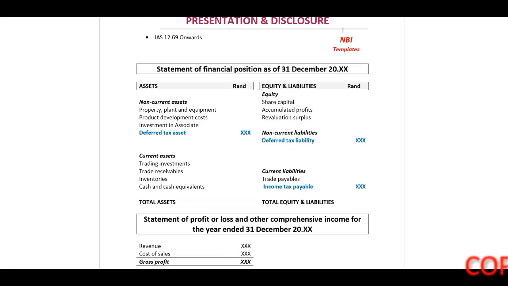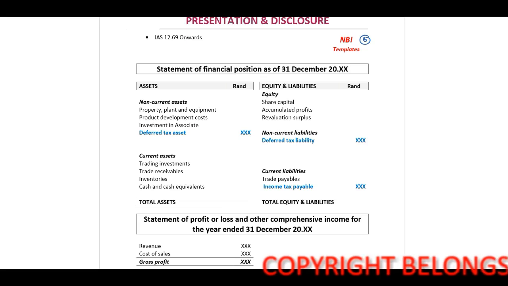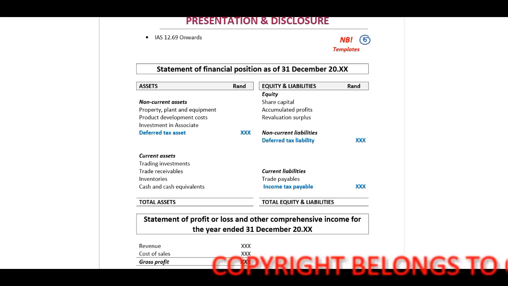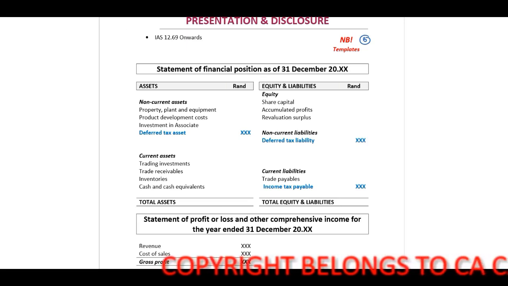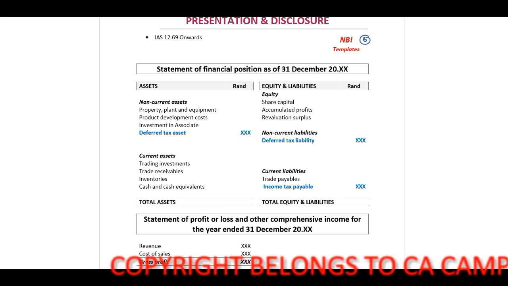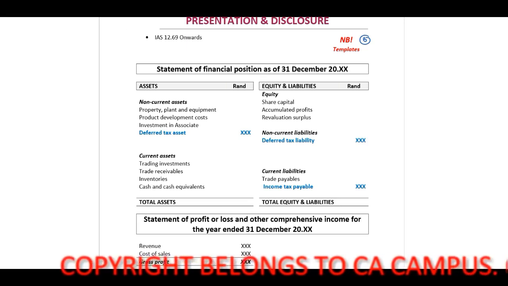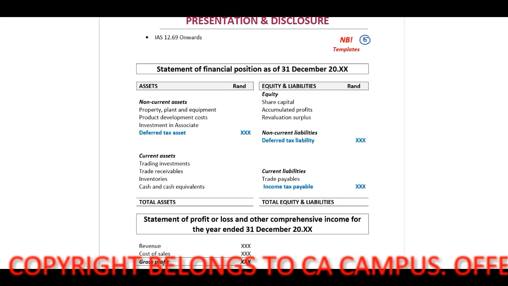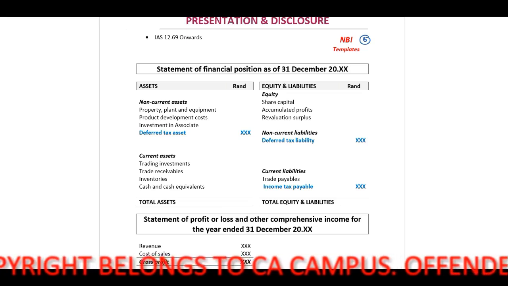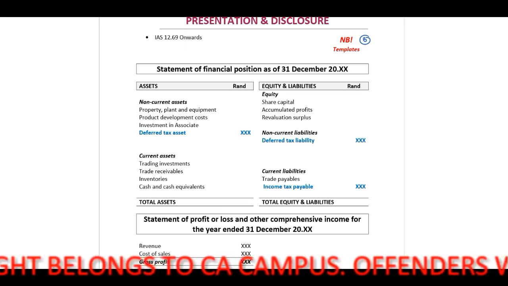Right, let's have a look at our presentation and disclosure. Please remember, when you refer to part B of your Psycho IFRS textbooks, there are templates. Therefore, please ensure that you flag this and highlight it properly. Now, guys, it is important that you understand how we get to the amounts included in our statement of financial position and our profit and loss.